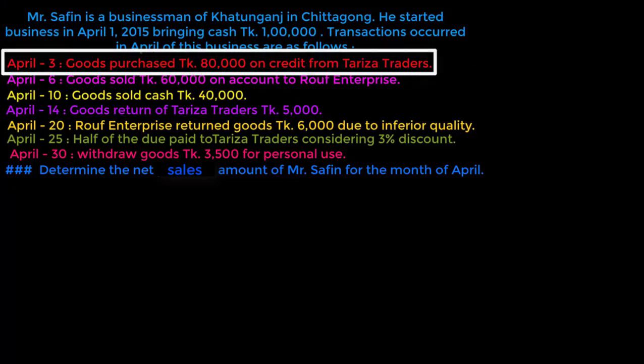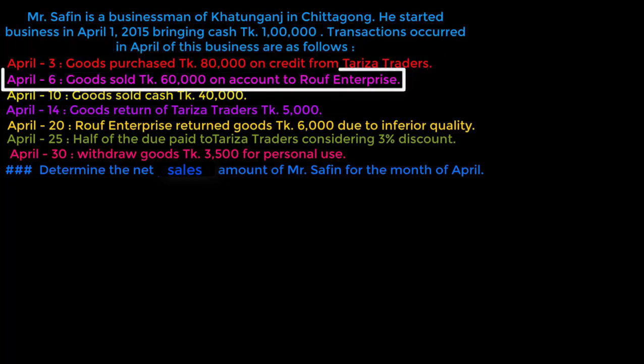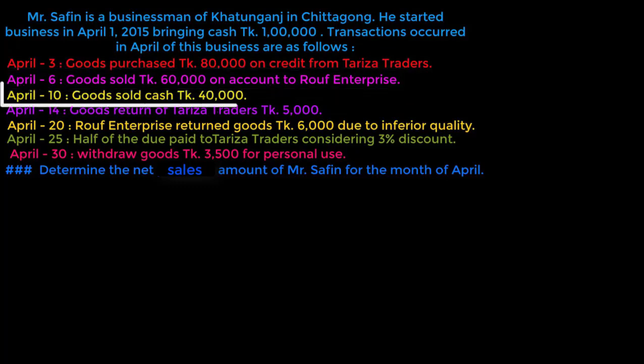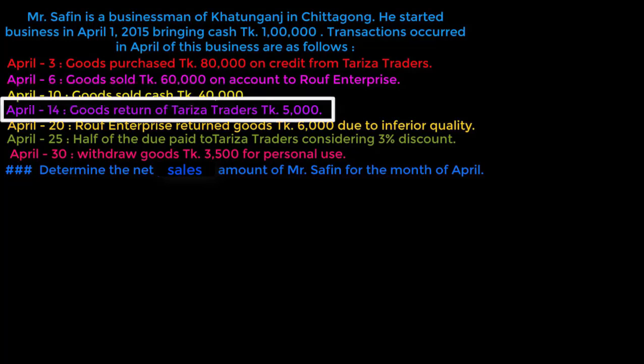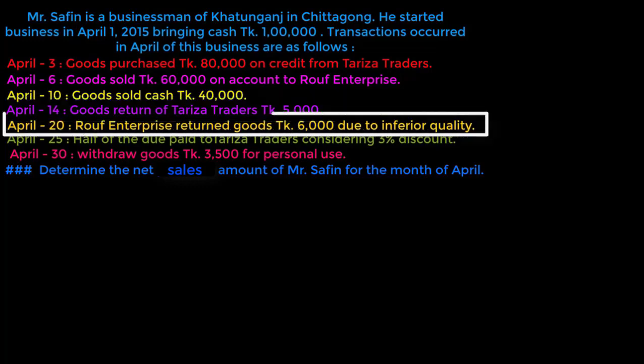April 3, goods purchased taka 80,000 on credit from Tarija Traders. April 6, goods sold taka 60,000 on account to Rauf Enterprise. April 10, goods sold cash taka 40,000. April 14, goods returned to Tarija Traders taka 5,000. April 20, Rauf Enterprise returned goods taka 6,000 due to inferior quality.